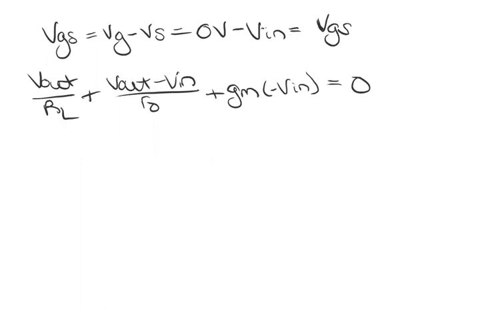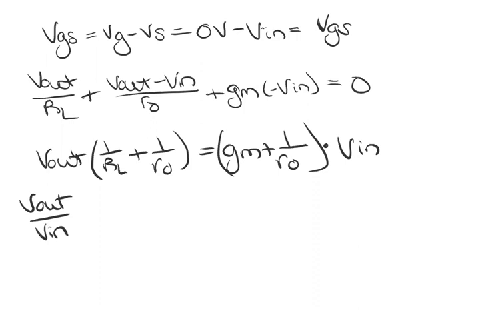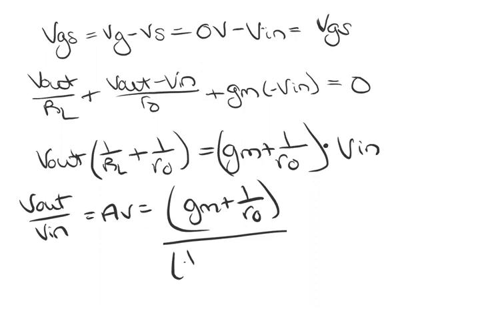I can collect terms, move Vin to the right side, and divide. So doing all of that, I will have Vout times 1 over RL plus 1 over R0 equals gm plus 1 over R naught times Vin. So Vout over Vin, which is the small signal gain, is equal to gm plus 1 over R naught, divided by 1 over RL plus 1 over R naught.